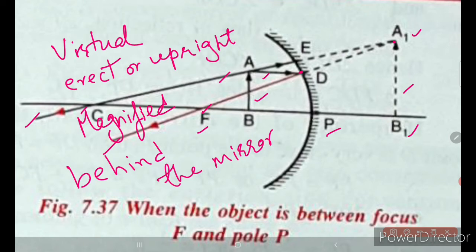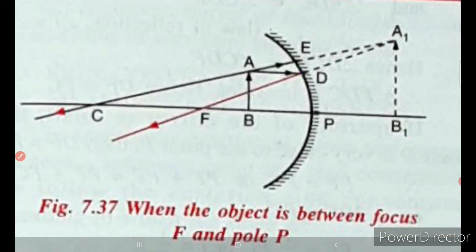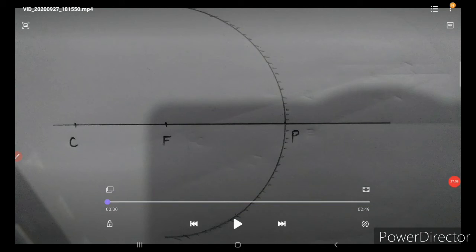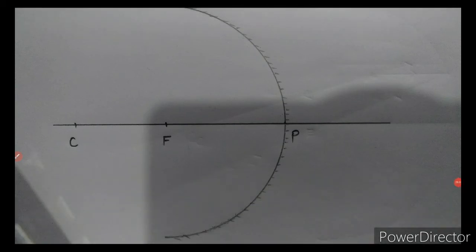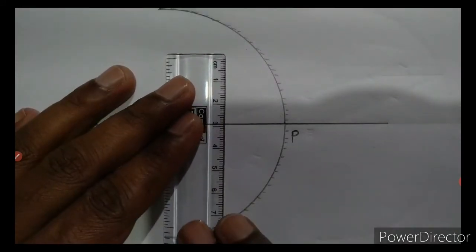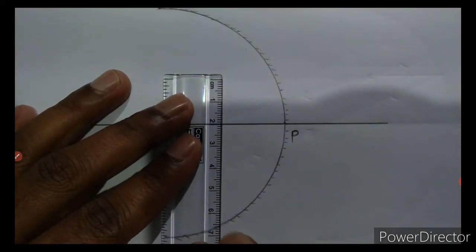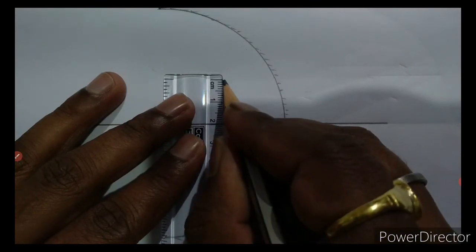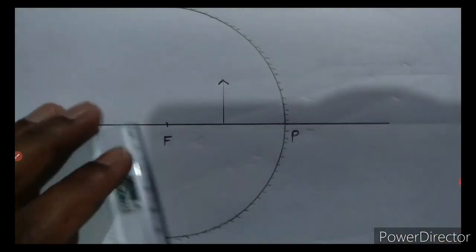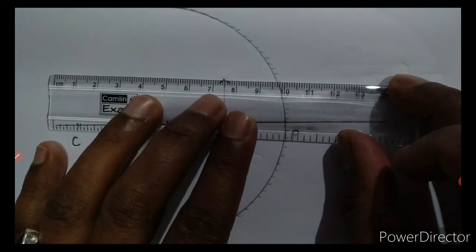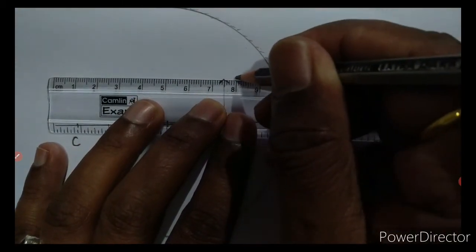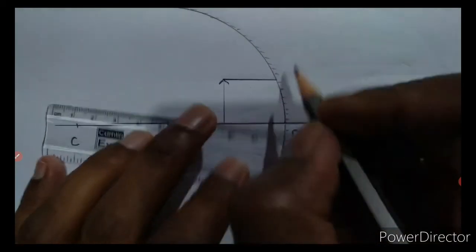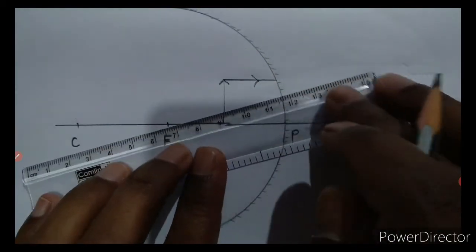So I hope you have understood this. We can go to the diagram part now. The structure is ready. Then I shall place the object between the focus and the pole. If I draw a smaller object, it will be better, otherwise the rays need to go at the back, and sometimes the paper will not be enough. So in your case, try to take a smaller object. That will be helpful.